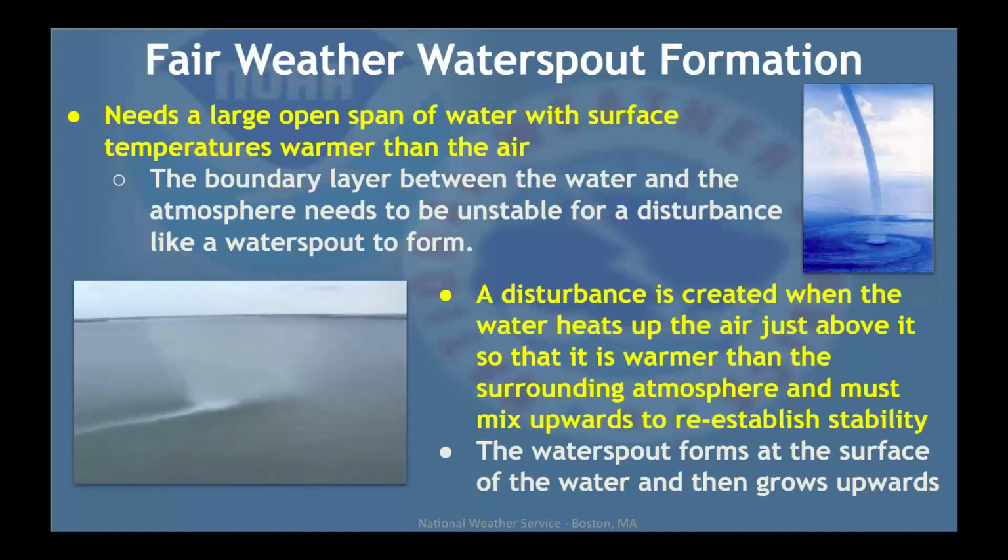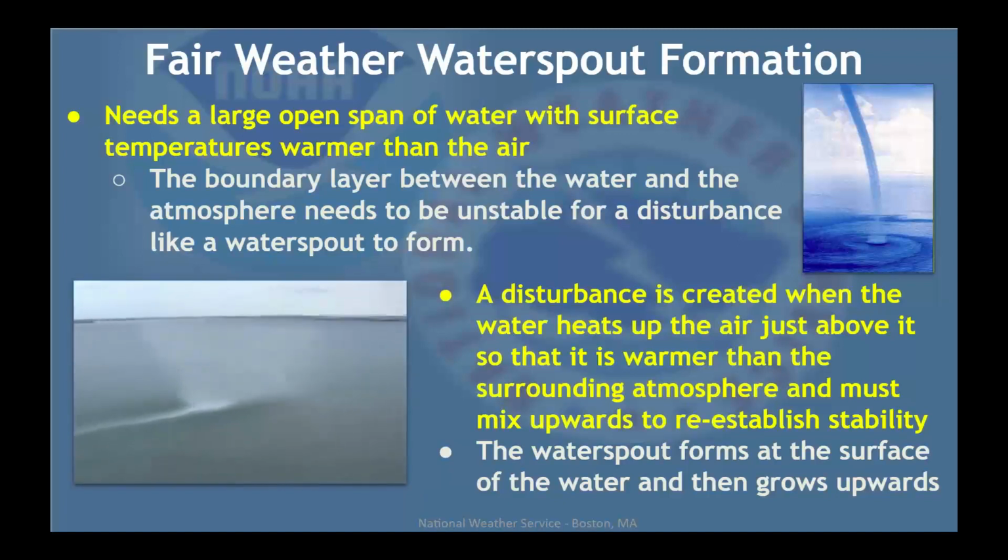So a fair weather waterspout needs a large open area of water with water surface temperatures that are warmer than the air directly above it. So this boundary layer between the water and the atmosphere is key, because that needs to be unstable for a disturbance to form that would create a waterspout.